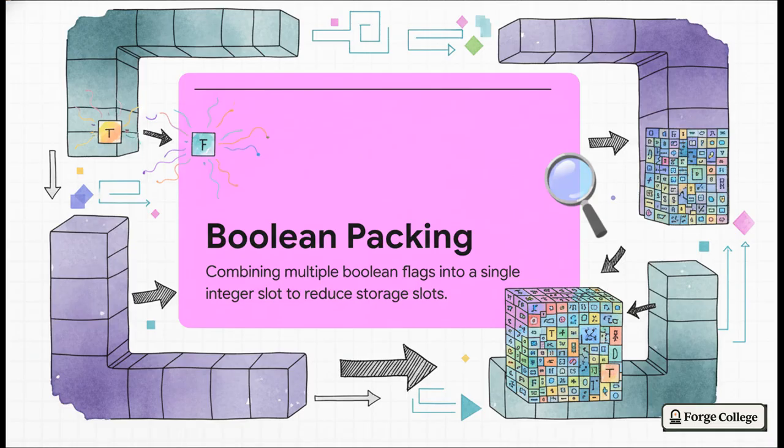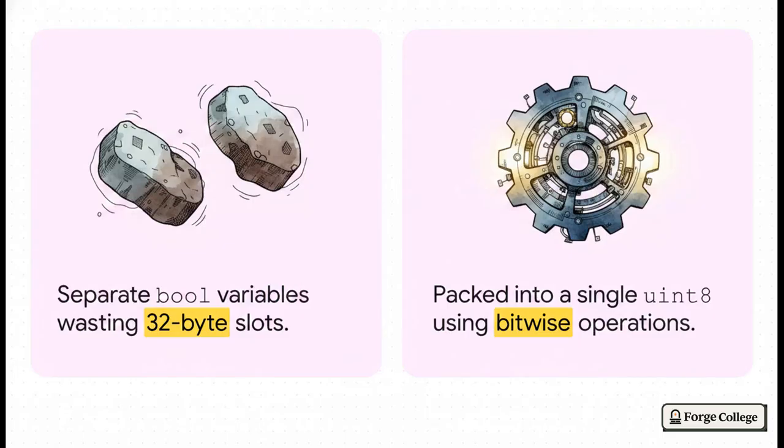So instead of letting every single flag act so selfishly, we can pack them tightly together. Just look at this before and after. On the left, two separate, sprawling booleans just eating up unnecessary space. On the right, we've neatly folded them into a single uint8 variable that we just named flags. By using simple bitwise operations, we can literally store up to 8 different true-false values inside just this one tiny 8-bit gear. It is incredibly efficient.